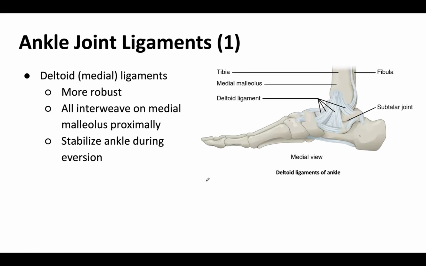On the medial side, we have the deltoid or medial ligaments of the ankle. And these are on the medial side. They almost form this complete wall of ligaments on the medial side. And they all share a proximal attachment on the medial malleolus. And importantly, they mingle together. And again, they're just strong. They provide a lot of stability here. This is a major reason why our range of motion with eversion is less than inversion, because these ligaments stabilize the ankle during eversion.